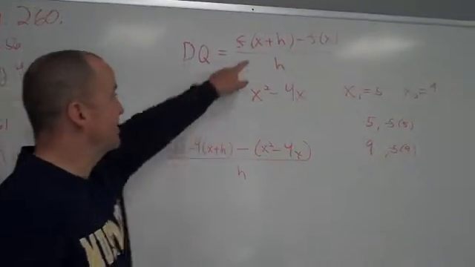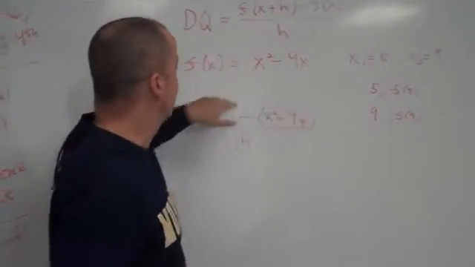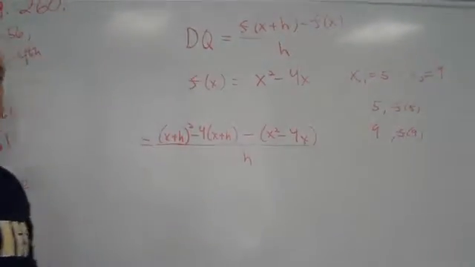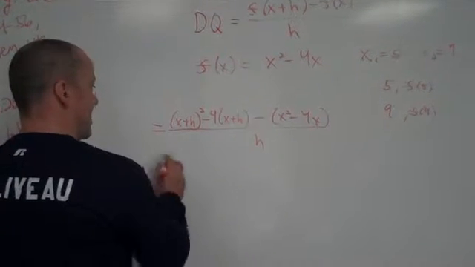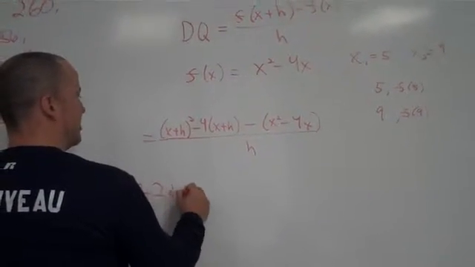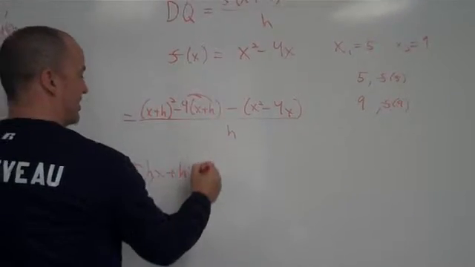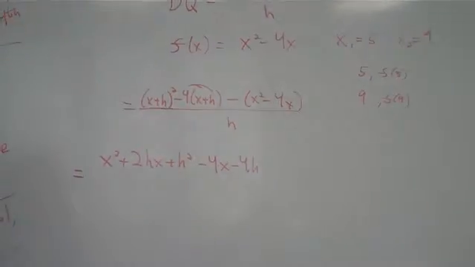I've taken an x plus h and I've substituted it for x in my function, every time x appears. Okay? So now, here's the ugly math part. I have to FOIL this, x squared plus 2hx plus h squared. I have to distribute this, minus 4x minus 4h. Is that correct so far?